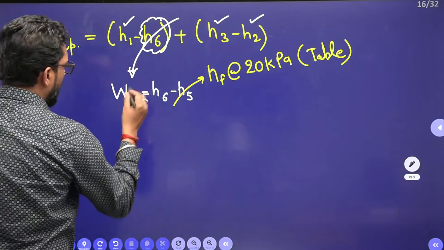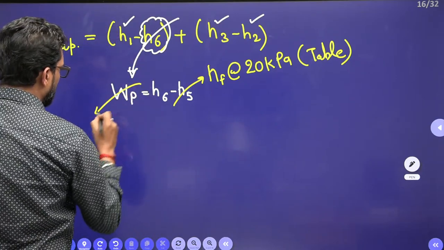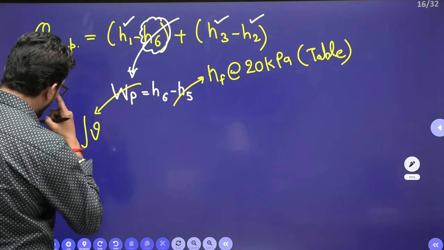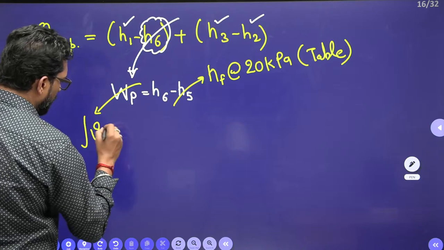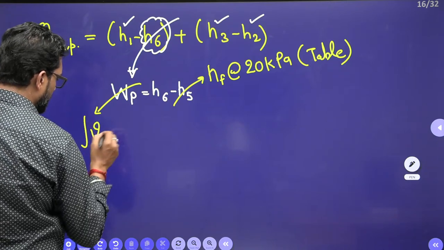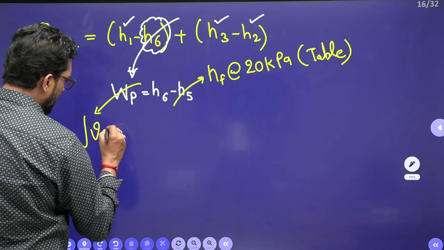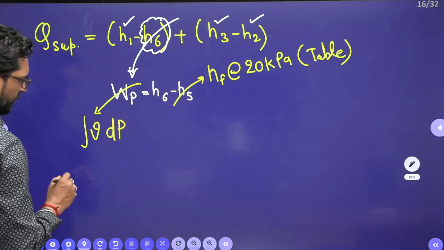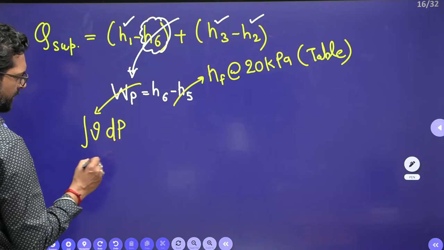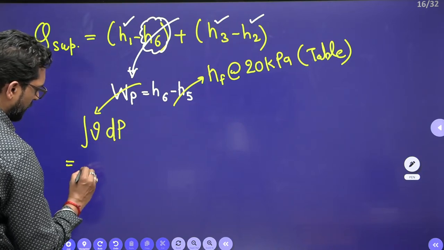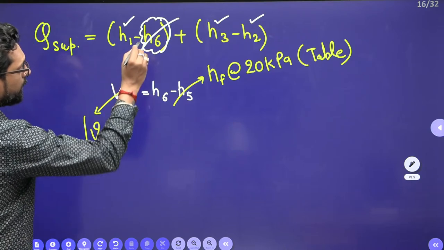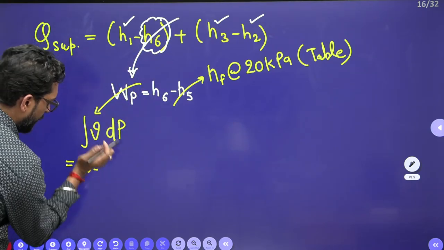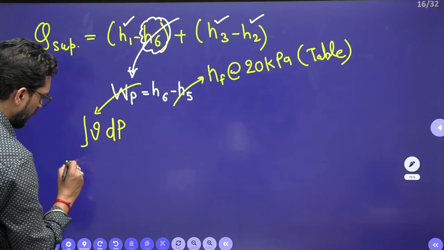What is the pump work? Integration, input negative, V dP, V into change in pressure. Input, so it is positive. Now V is liquid, compressed, it is constant, so come outside. So this is V, 5 to 6. This is your V as what? Inlet to the pump.